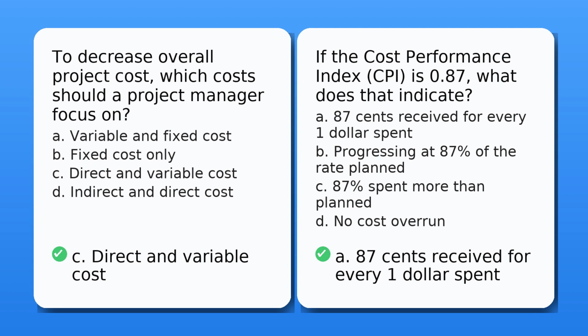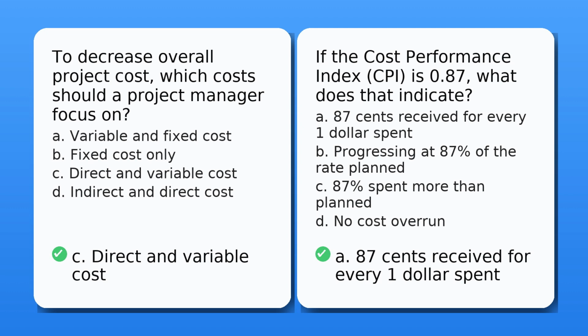So if CPI dips below 1, take it as a signal. Review your resource utilization, procurement strategy, and project execution efficiency immediately. There's a separate video where I have covered earned value management. I strongly recommend you look into the video to get more insights on EVM.